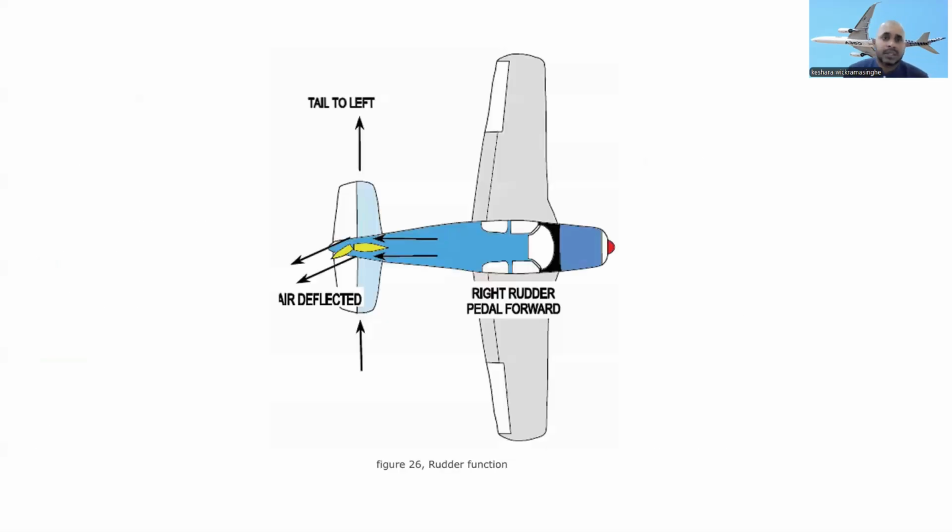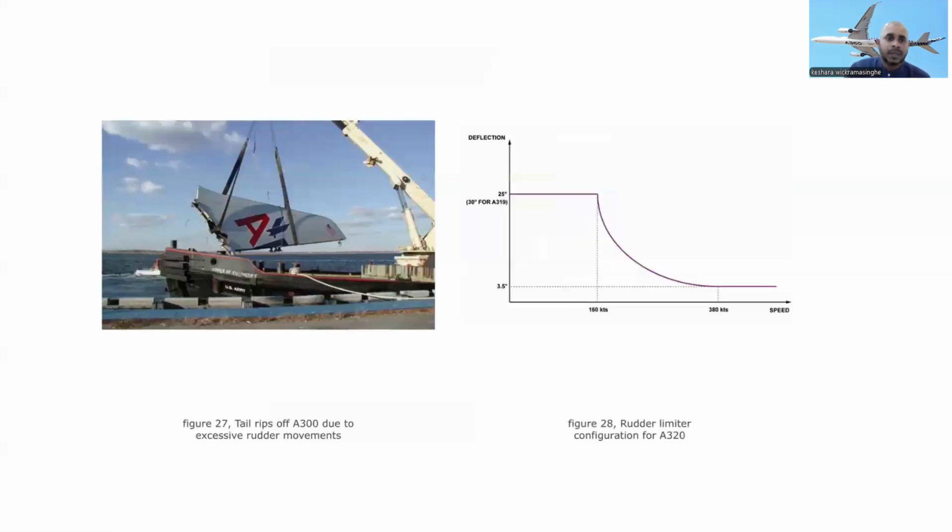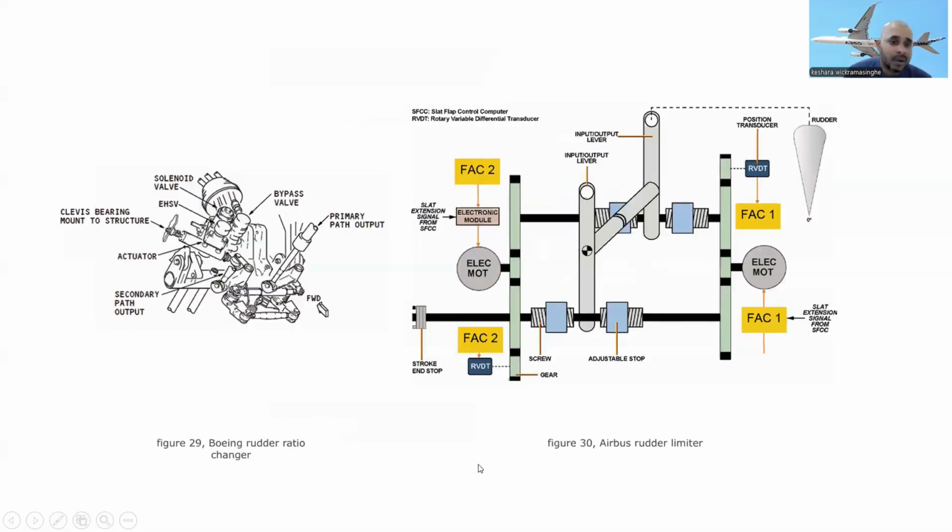Here you can see air deflected to the left with the rudder pedal forward. You can see this picture. If something happens, the rudder moves away from the aircraft. Rudder limiter configuration: when the aircraft comes to 160 knots, it suddenly drops to 3.5 degrees at more than 380 knots. This is called the Boeing rudder ratio changer. And this is the Airbus rudder limiter. Just go through it. I will discuss these systems in the A320 type training and also the Boeing 777 type training I'm doing.